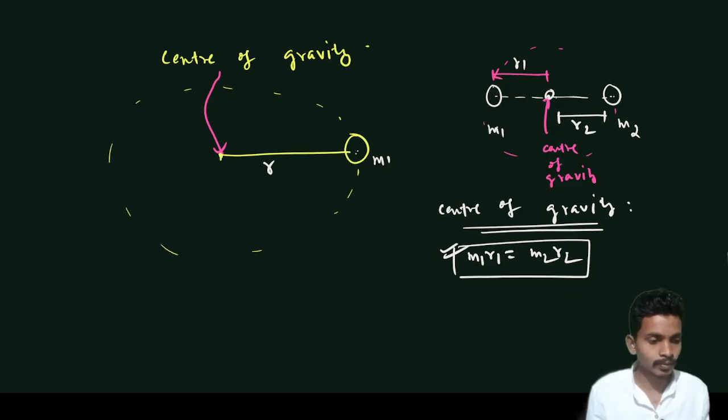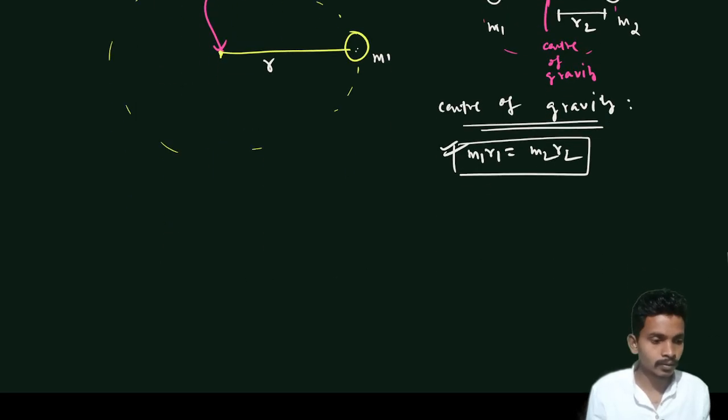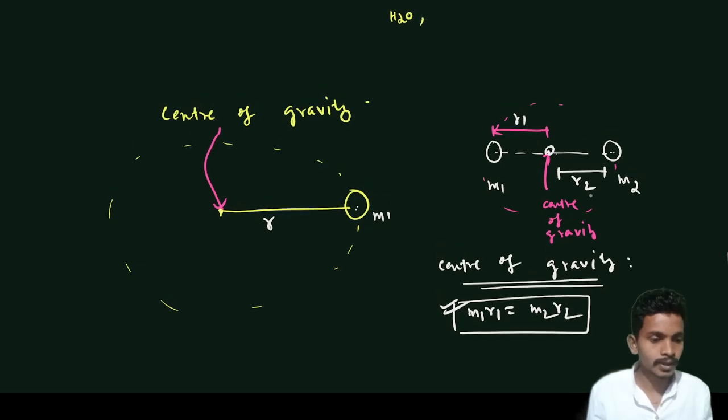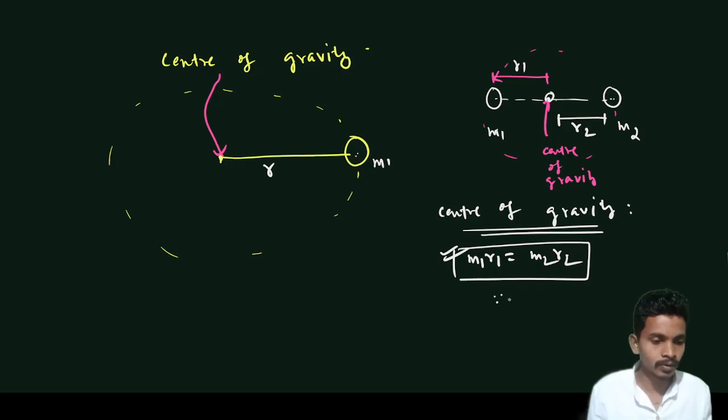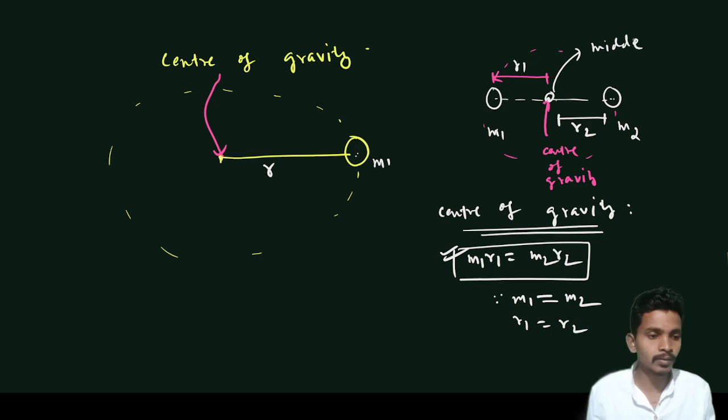Since m1 equals m2, here r1 equals r2. Since the masses are equal, the center of gravity is at the middle point of the two molecules or particles.